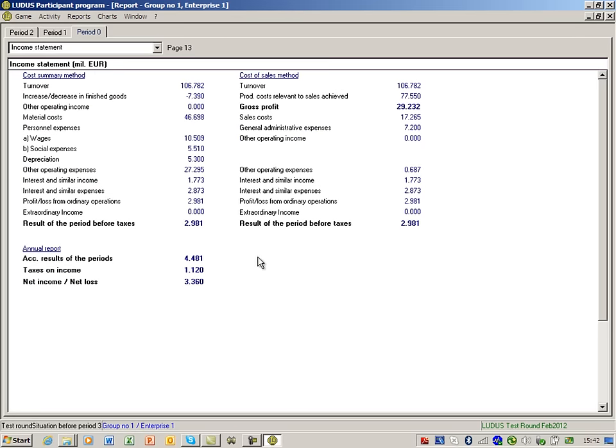You can also see the income statement, where in two different forms the income statement is presented. You see a summary, a cost summary method, or the cost of sales method. This is more the English version or the Anglo-Saxon version, where you only focus on the sales, whereas in continental Europe you also have the possibility to take into account changes in important positions. At the end, the result must be the same, and you can see how the positions are built up.